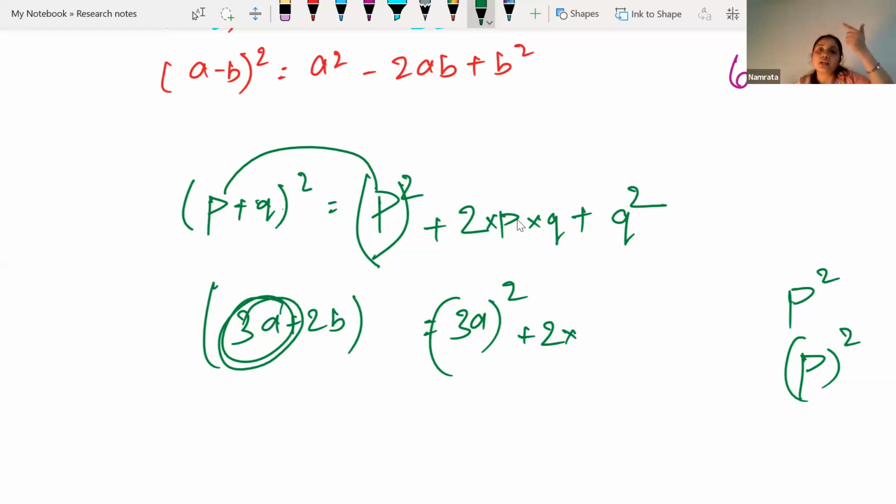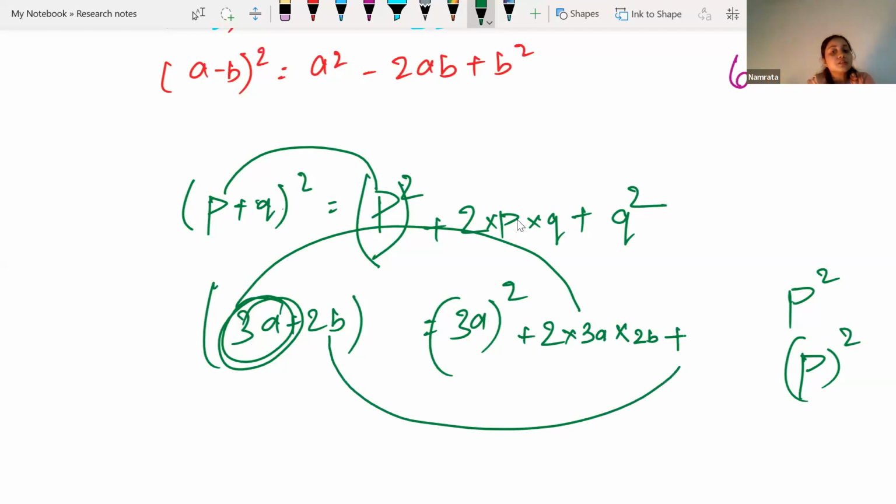The first term can be a single thing, the first term can be the product of a variable and a constant number, the first term can be anything. That we have to write over here. 2 into first term into second term. What is the second term? That is 2b plus b square.